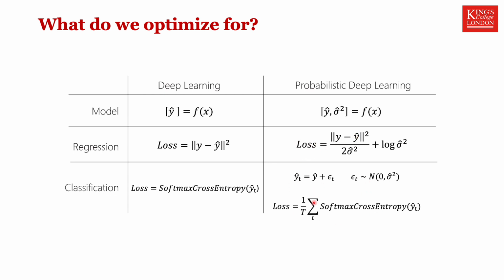Same thing in the classification setting, where the mean estimate of y is here and the variance estimate is there. If we sample from the distribution, we're going to end up with a series of samples that we can pass through the softmax cross entropy, which is going to give you a loss. And that basically gives you a probabilistic way to optimize for cross entropy.